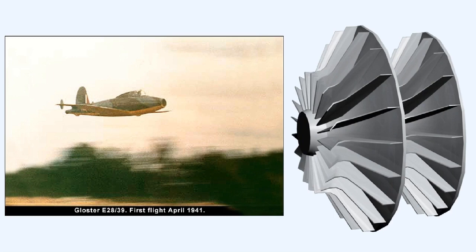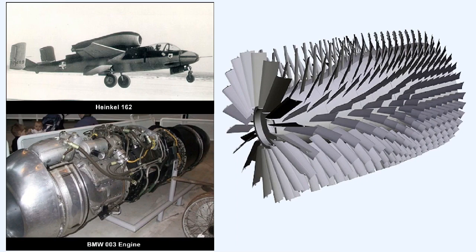While the Whittle engine used a centrifugal compressor, similar to the example shown here, the German engines, like the BMW 003 model used in the Heinkel 162, utilised an axial flow compressor, similar in design to the cutaway model shown.